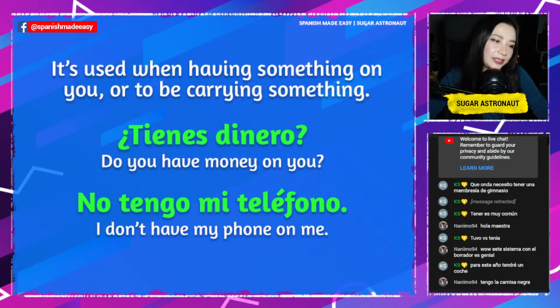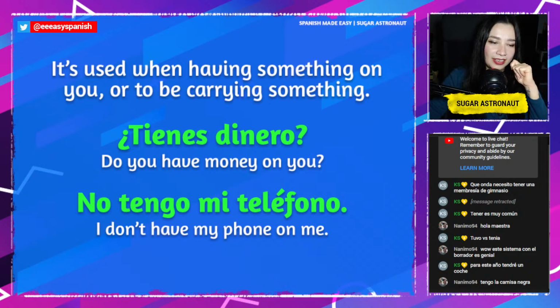Nanimo 94 says, Tengo la camisa negra. That's a song. Yeah, I remember a song called La Camisa Negra. And I remember hearing that Tengo la camisa negra. Yeah, that's great. Great example, Nanimo 94.